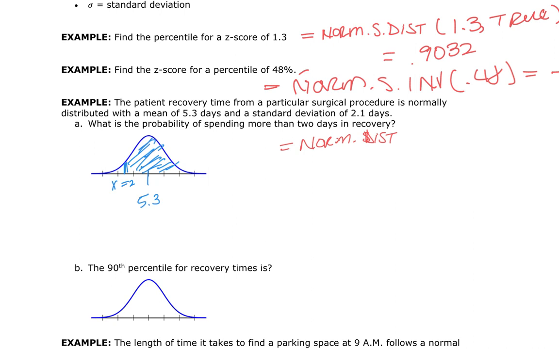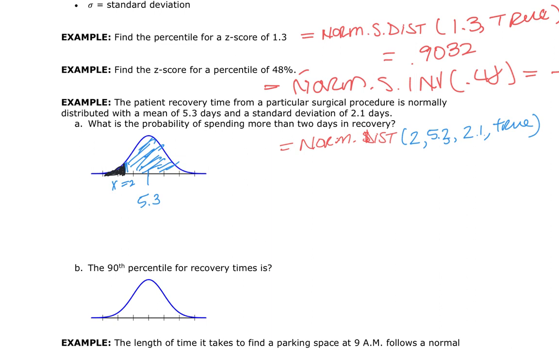So when I put in the norm.dist, I'm going to put in the 2, because I have to put in the piece that I'm interested in. And then I'm going to put in my mean, which is 5.3. Then I need to put in my standard deviation, which is 2.1. And then, before I close the parenthesis, I'm going to type in true. Now, when I do this, this is actually going to give me this black shaded part of the graph. That is not what I want.